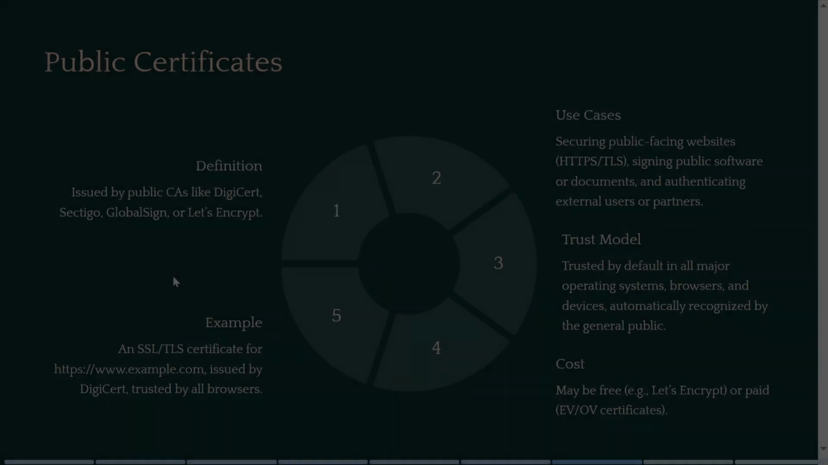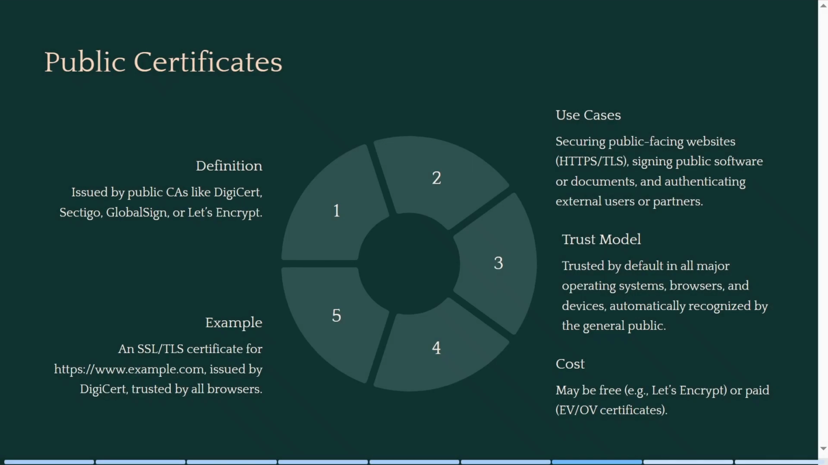Now, what are the use cases? All the public facing sites. What I mean by public facing sites is, suppose I'm creating a site and I want all the people in the world who are accessing the internet to be able to access that site. To secure that site, I will have to use a public certificate, or external certificate as we call it.